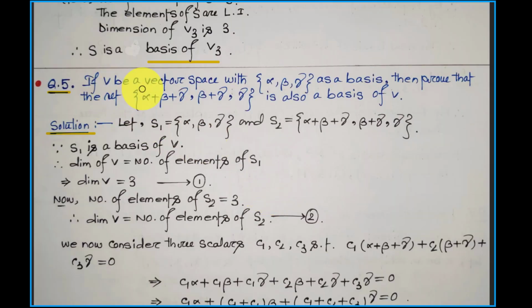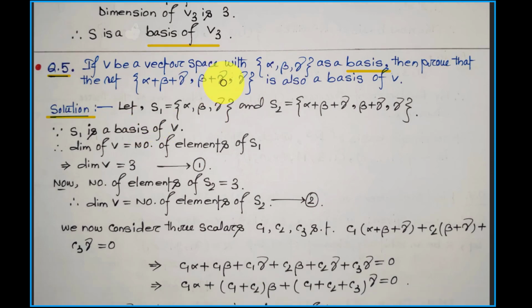If capital V be a vector space with alpha, beta, gamma as a basis, then prove that the set alpha plus beta plus gamma, comma beta plus gamma, gamma is also a basis of V. Means this is given that this is a basis and we have to verify this set is also a basis of V. So we consider this set as S1 and this second set as S2. Since S1 is a basis of V, therefore the dimension of V is 3 because S1 has 3 elements. Also, these elements alpha, beta, gamma are linearly independent.